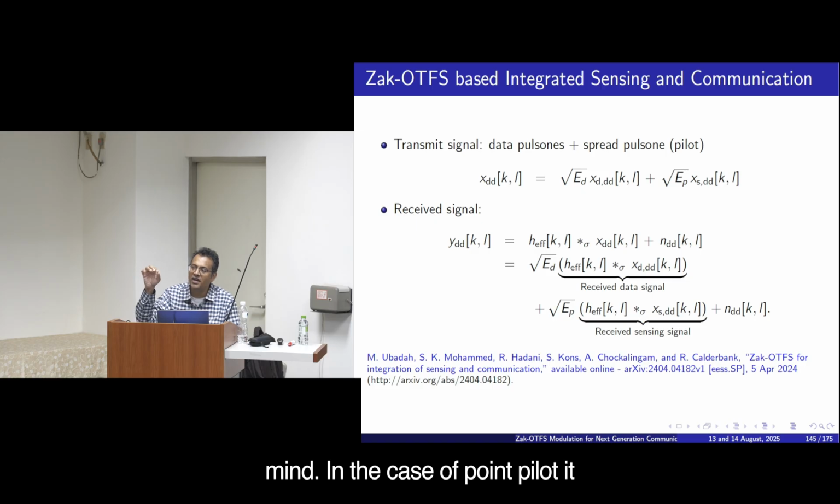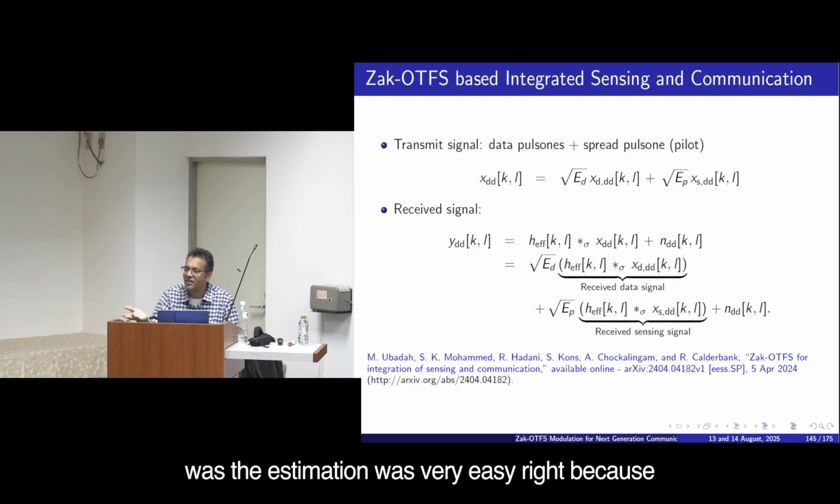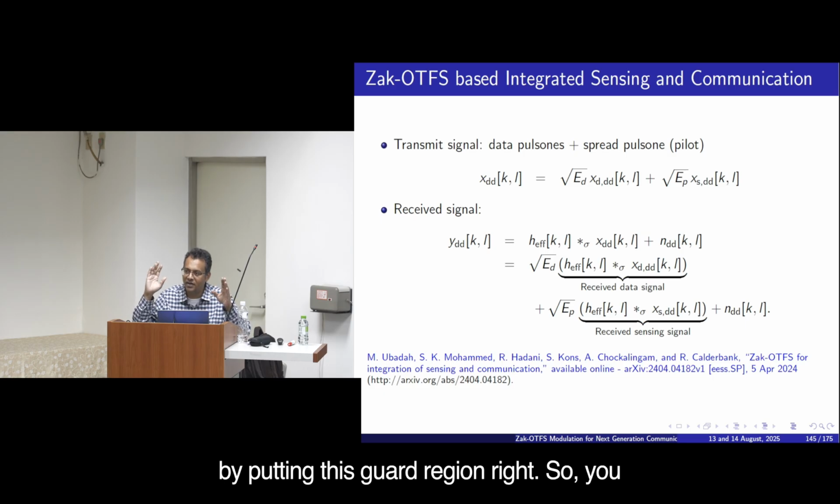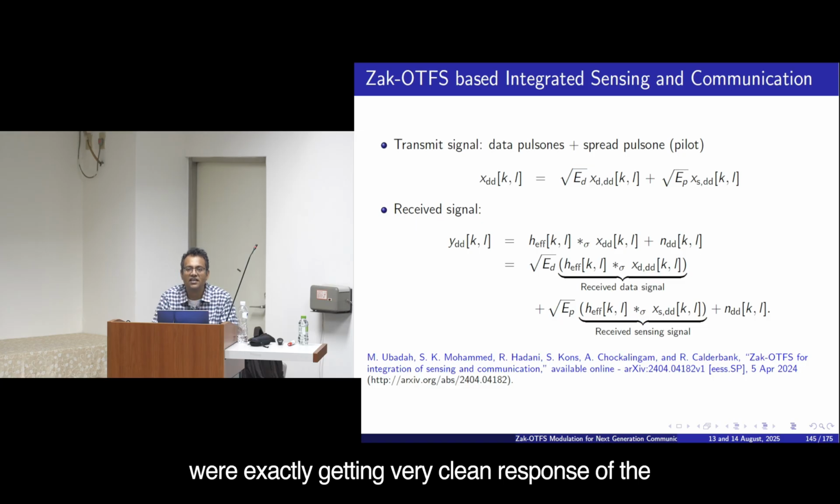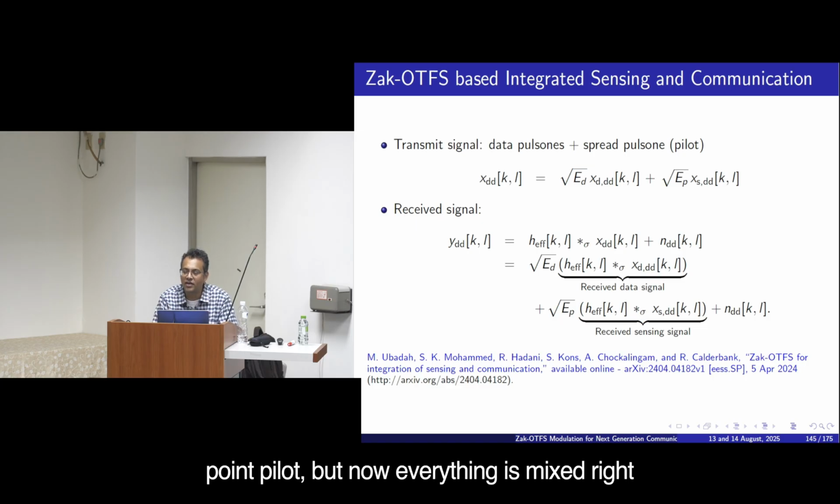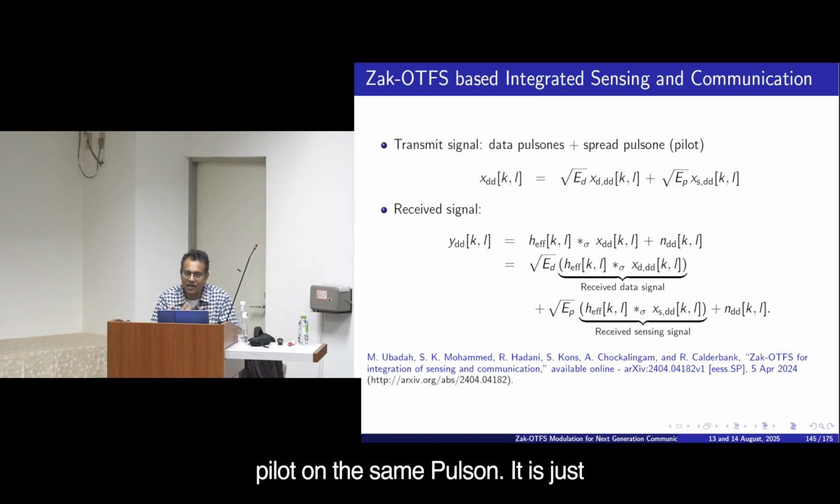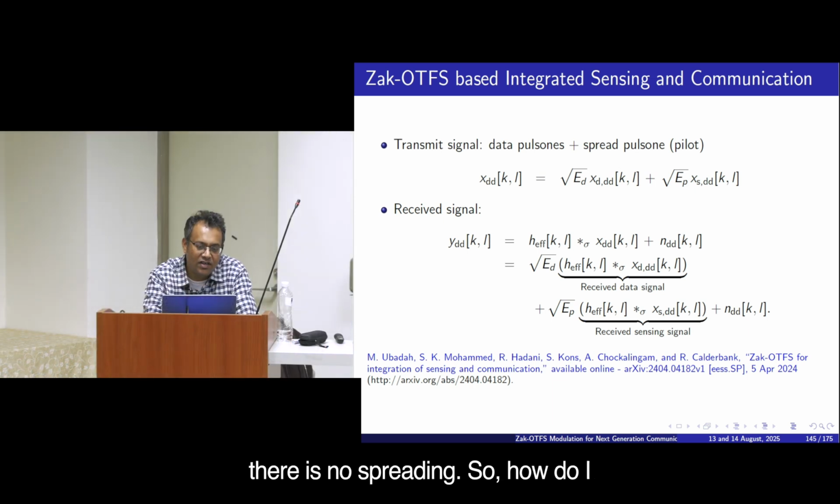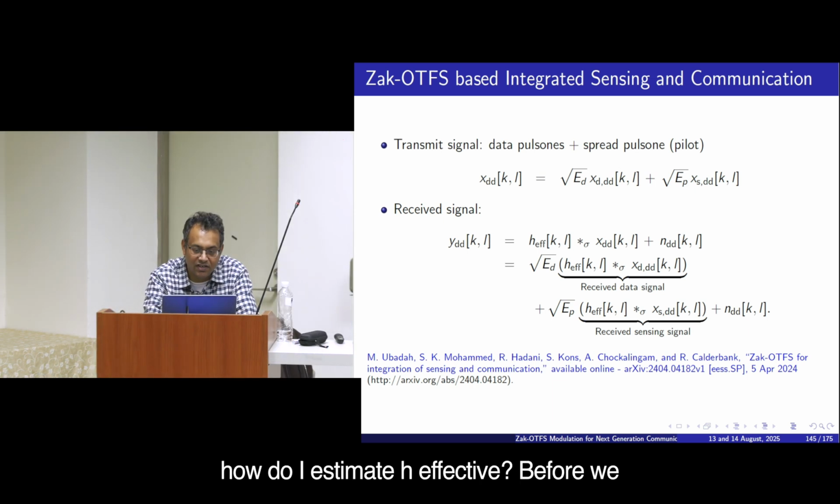In the case of point pilot, the estimation was very easy, right, because you were somehow avoiding the data interference by putting this guard region, right. So, you were exactly getting very clean response of the point pilot, but now everything is mixed, right. You are sending information data as well as pilot on the same pulsons. It is just that for the pilot I am doing a spreading with a chirp filter. For the data there is no spreading. So, how do I estimate H effective?